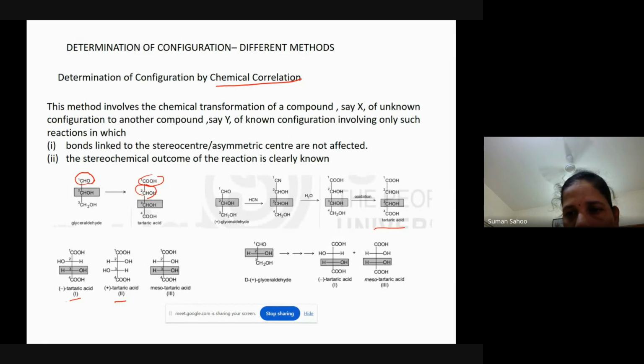If you just see the carbon number 2, in the case of this structure, the stereocenter has a different geometry. This center is different, but in this case the other two tartaric acids have the same stereo configuration. So from this you can consider that this has to be D-glyceraldehyde.